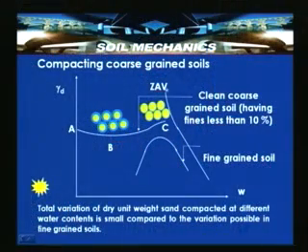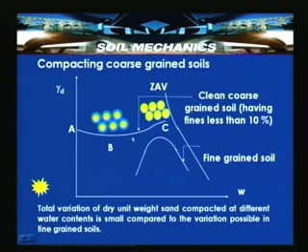Let us look into the distinctive behavior by comparing these two diagrams, compacting coarse grained soils, where a typical compaction curve is drawn here. This is the dry unit weight at point A, and at point B the soil exhibits a decrease in dry unit weight, and upon adding water the water content increases, and closer to saturation it reaches the maximum dry unit weight.